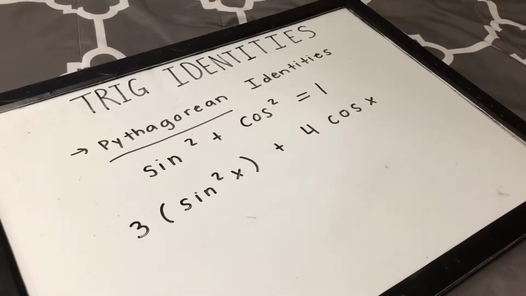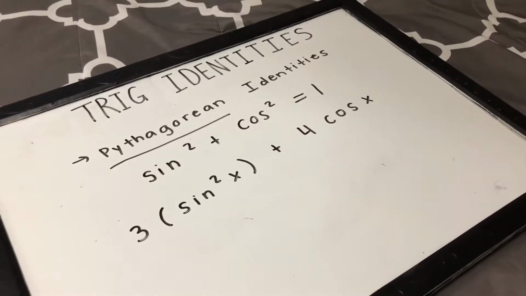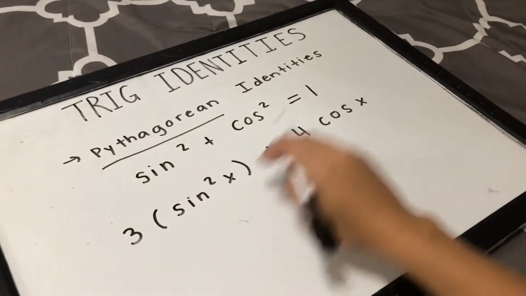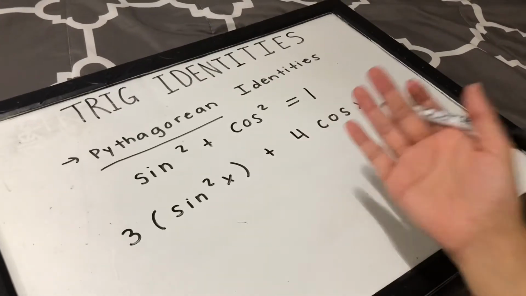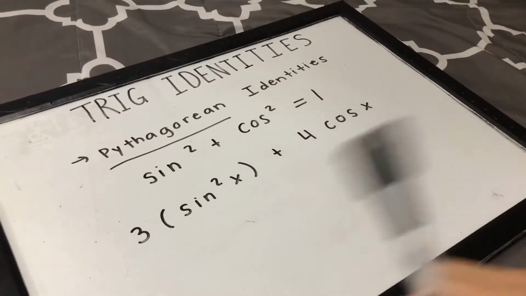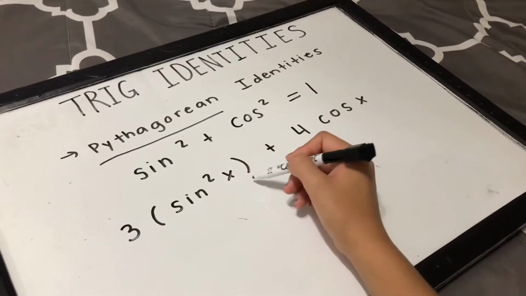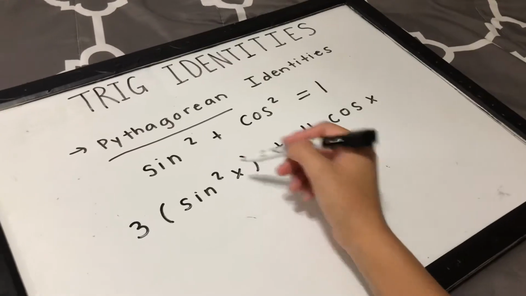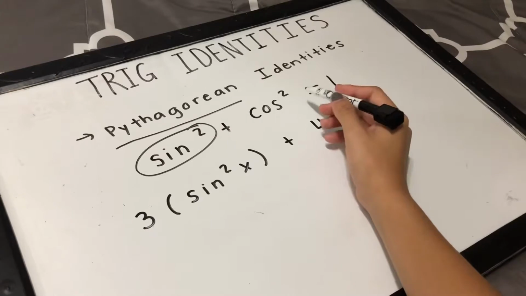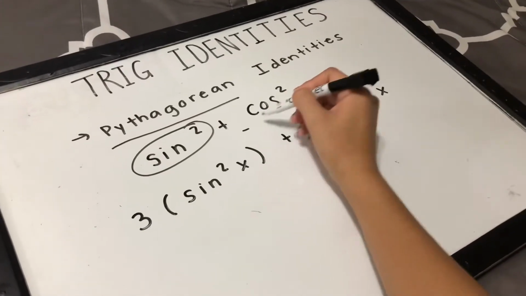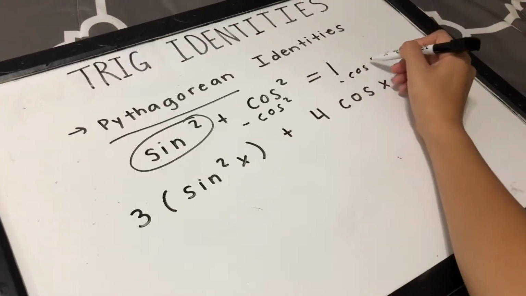Knowing the Pythagorean identity sine squared plus cosine squared equals 1 can come especially in handy when you're given a problem like this. When you have sine and cosine in an equation, you can't have two separate ones in an equation, so you have to change one of them so that they're the same. Now here you have sine squared x, which you know that when you add it to cosine squared, it equals 1. So you can manipulate this identity by subtracting cosine squared from each side.